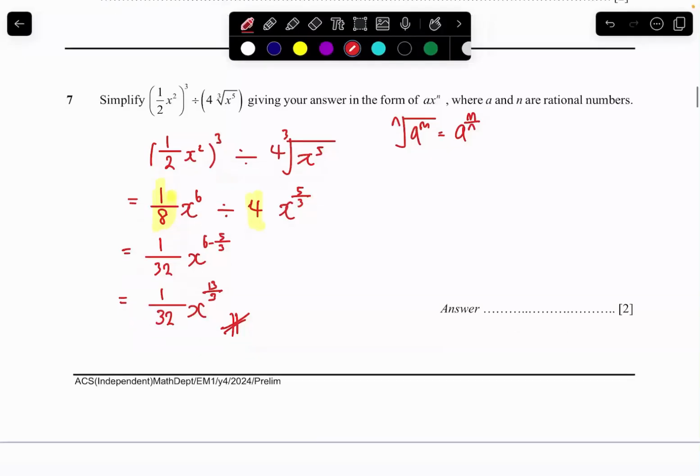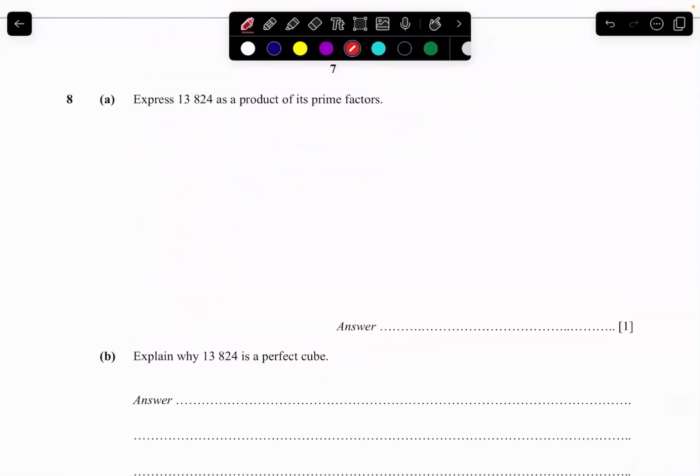Okay, next question, question 8. Express 13824 as a product of its prime factors. Product of its prime factors, prime factorizing. So 13824, now this is basically calculator work. So just keep on dividing until you reach 1.